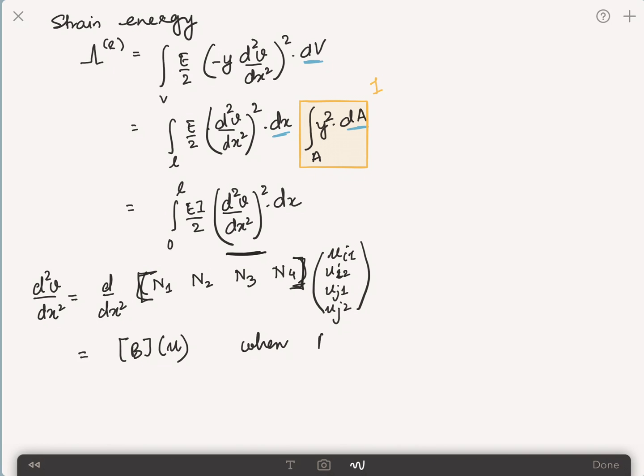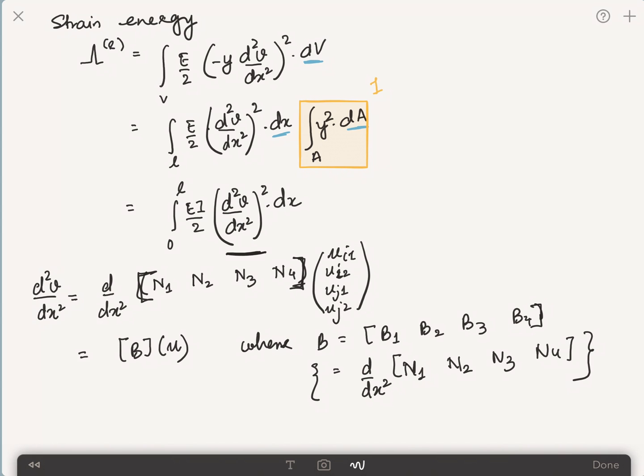Now here, the B, of course, where B is equal to B1, B2, B3, B4, which is basically equal to d dx square of n1, n2, n3, n4. If you remember, n1, n2, n3, n4 were all dependent on x, so we can differentiate it twice with respect to x to get the matrix B. So now we have d square v dx square is equal to Bu.